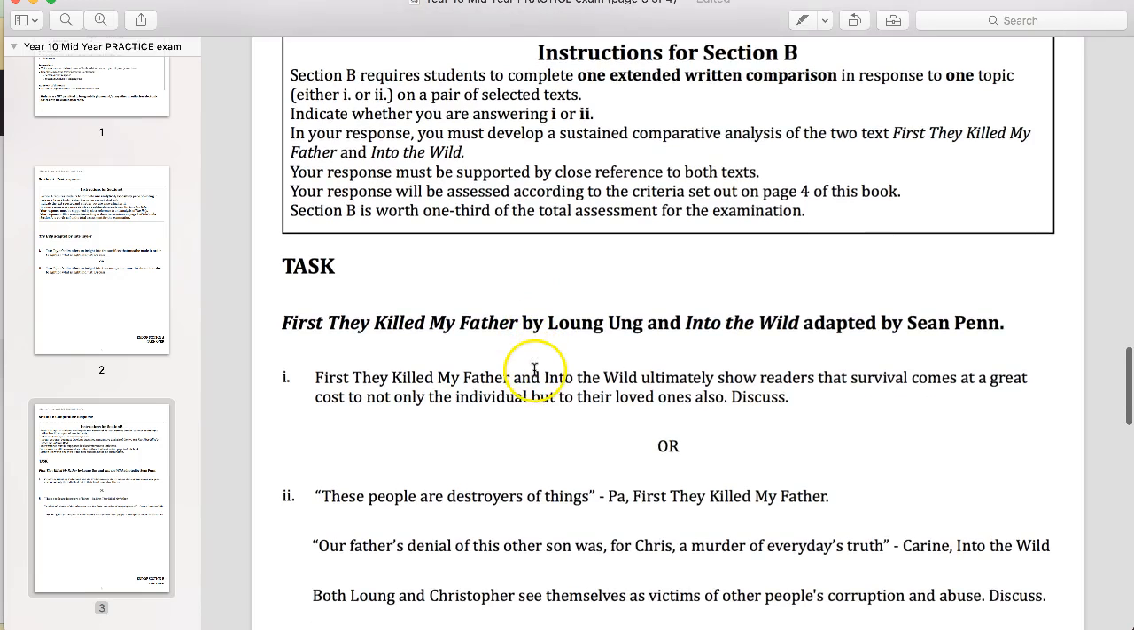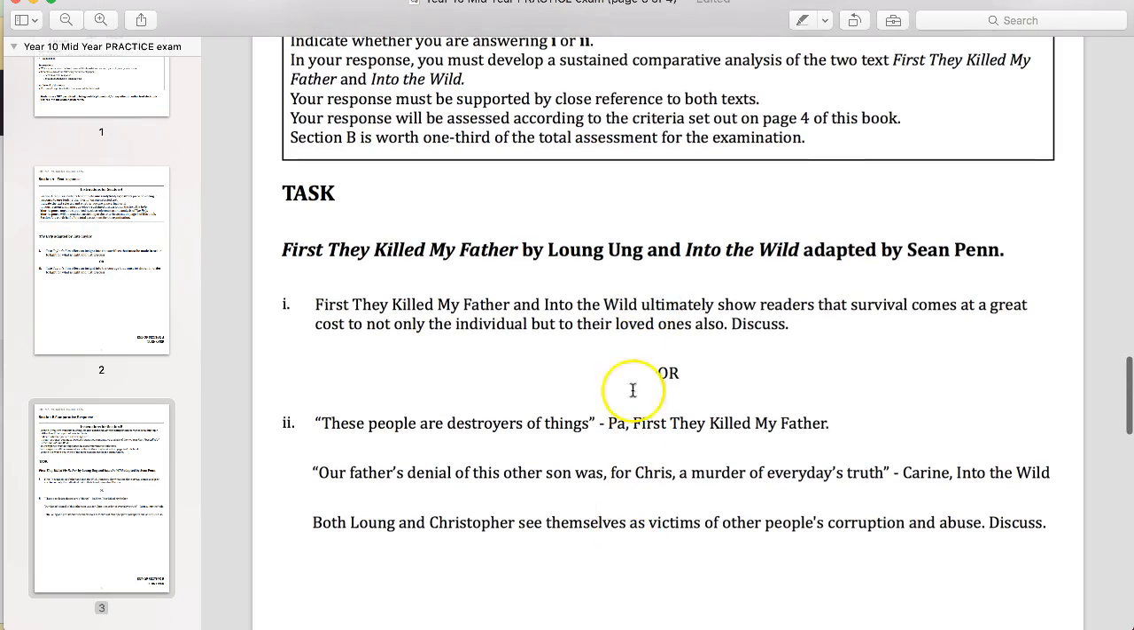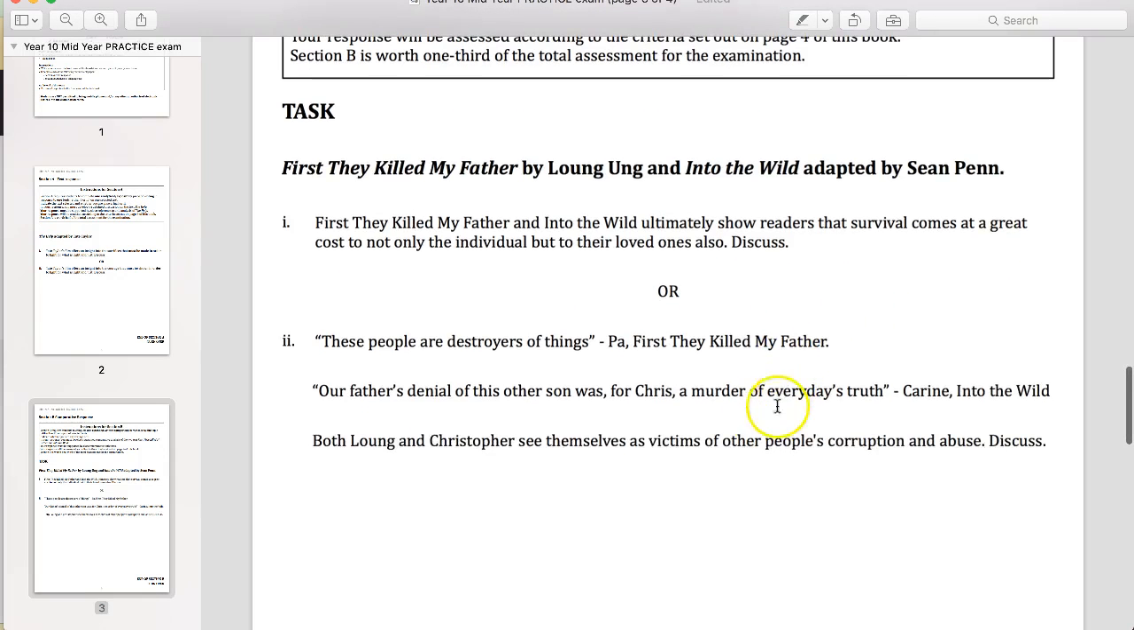All right, during your reading time, you should have read this and decided which prompts you're going to do, or which prompt, sorry, singular. You can choose which one you like. This first one is about survival comes at a great cost, and I think that kind of cost, personal sacrifice, etc. will be one of the themes we have on the final exam.